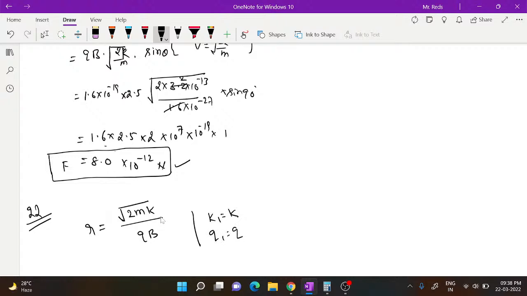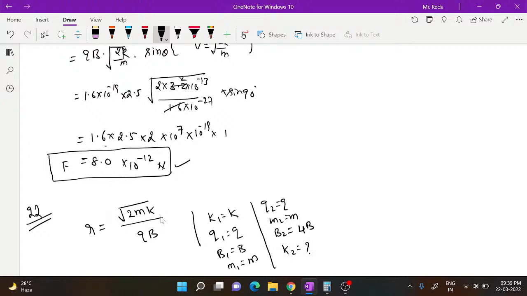In a uniform magnetic field B, so B1 is equal to B, with charge Q, and the proton has mass M. Now the same proton, if the magnetic field is made four times but all other terms are the same, means the particle is the same. Q2 is Q only, M2 is M only. If magnetic field B2 is made four times, 4B, the kinetic energy of rotation becomes what? K2 is the question.